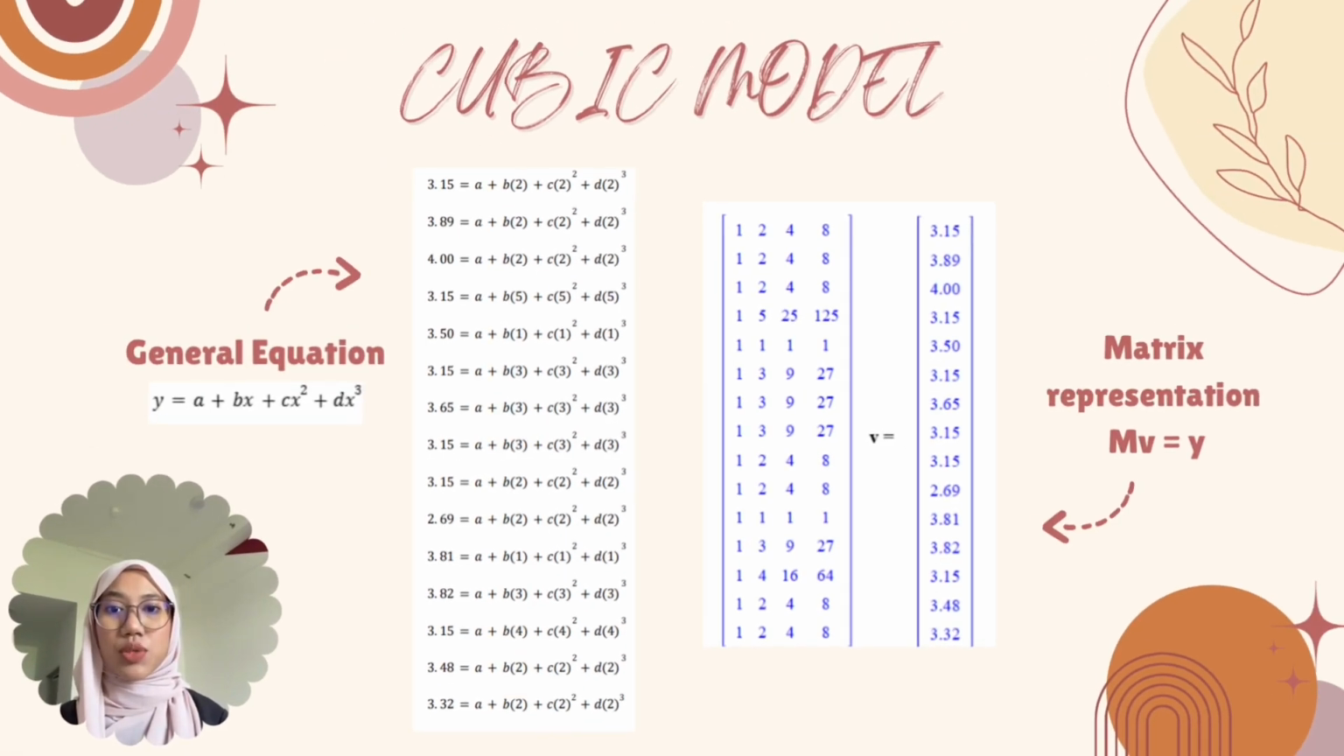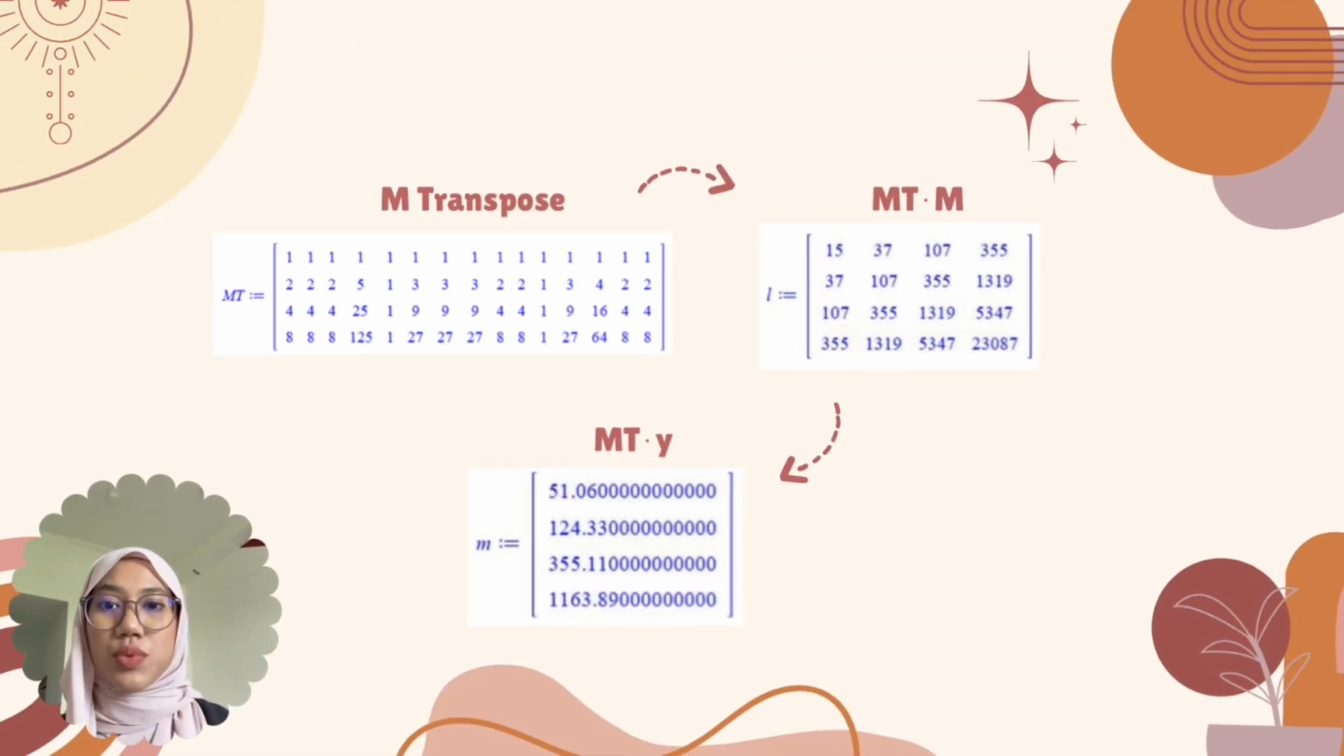Next, I will present the third model that we chose for our group project, which is the cubic model. Before we solve any question, we need to write the general equation first. So, the general equation of the cubic model is y equals a plus bx plus cx squared plus dx cubed. After that, we just need to substitute the values of x and y of our data into the equation, and we will get as follows. And as you can see on the right side of the slide is the matrix representation in the form of MV equals Y.